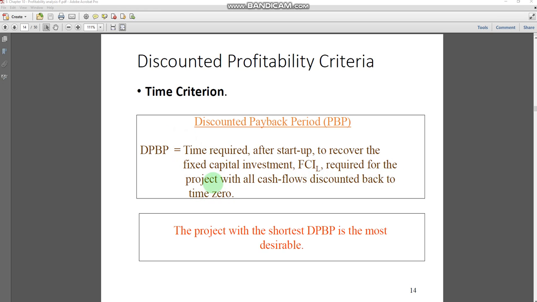In the discounted payback period, we have to estimate the total investment that we can recover as a fixed capital investment from the start of the project, and all the cash flows that we calculate, we have to bring them back to time zero. We will solve one example that will give you more insight about calculating the discounted payback period. The project with the shortest discounted payback period is the most desirable. It is quite similar to what we studied in the previous lecture: if the payback time is less, the project is more feasible.